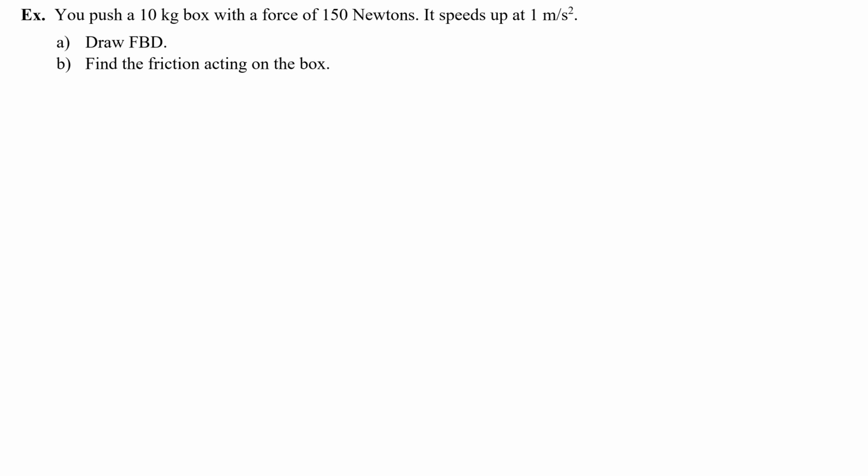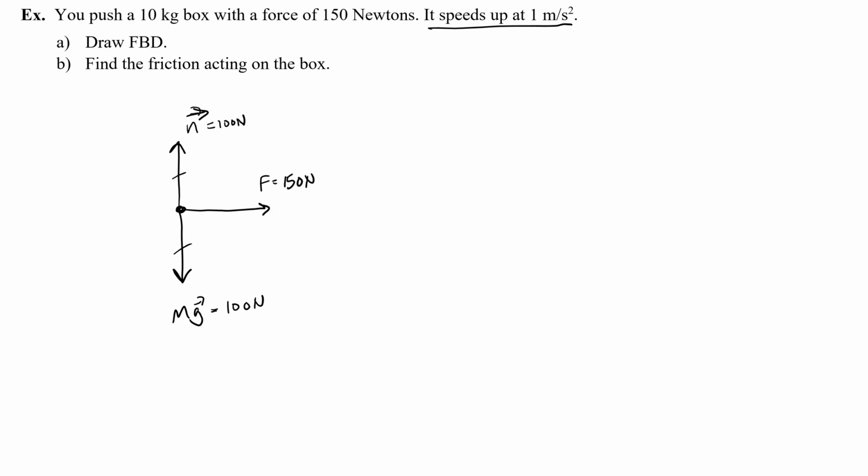You push a 10 kilogram box with a force of 150 newtons. It speeds up at 1 meter per second squared. Okay, let's draw the free body diagram. You would have, just like what we had before, a weight force, mg, and it's the same box, so 10 times 10, 100 newtons. Normal force up. Those two are equal because the box isn't on an elevator. It's not speeding up or slowing down in a vertical direction. So the normal force is also 100 if we need it. And your forward push of 150 newtons, call that F for applied force, and it speeds up at 1 meter per second squared.